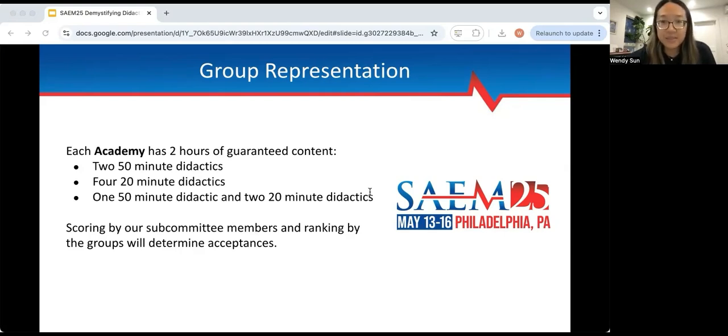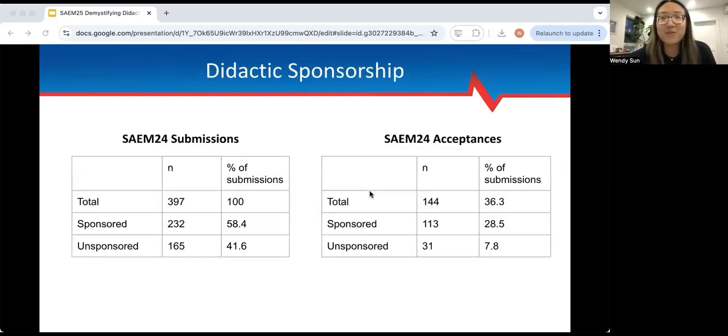Scoring by our subcommittee members, which consists of at least 3 scorers for each didactic, as well as ranking by the group leaders, in addition to a final didactic subcommittee discussion call, will determine the final didactic decisions. As group leaders, you have great responsibility and power, as sponsored didactics are around 2.6 times more likely to be accepted. A lot of this is thanks to the pre-work your groups do in mentorship, guidance, and workshopping of didactics prior to submission. So many thanks for your hard work.